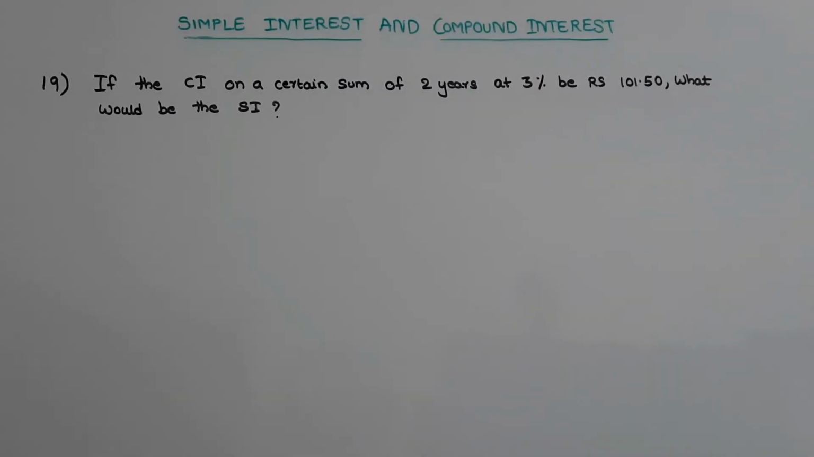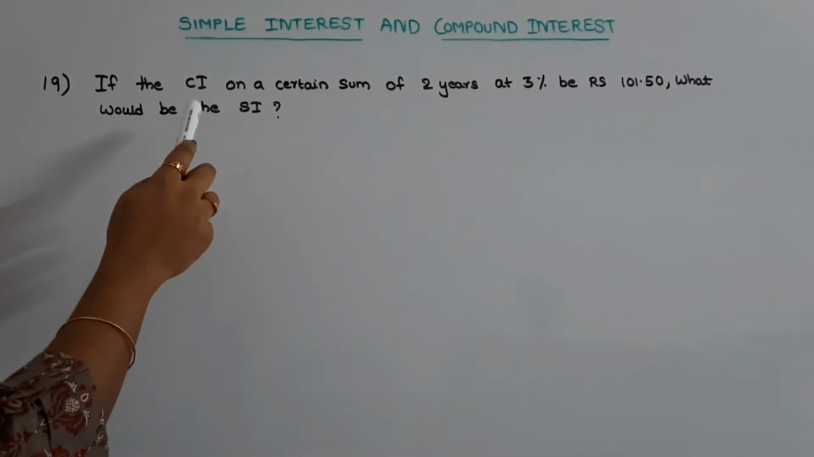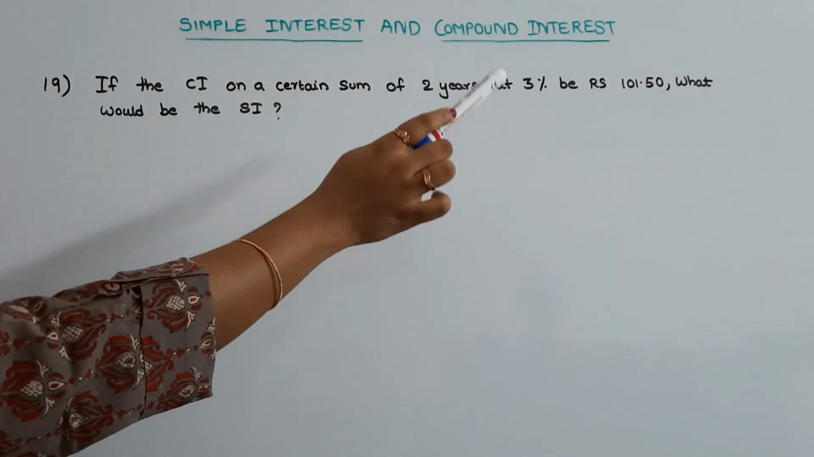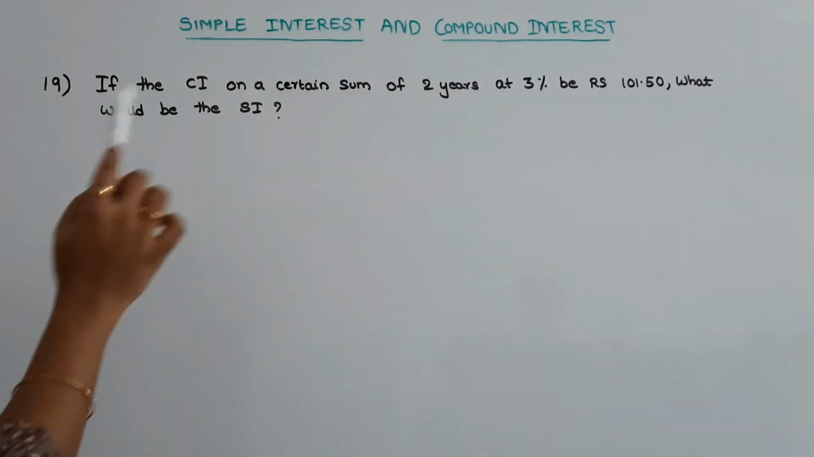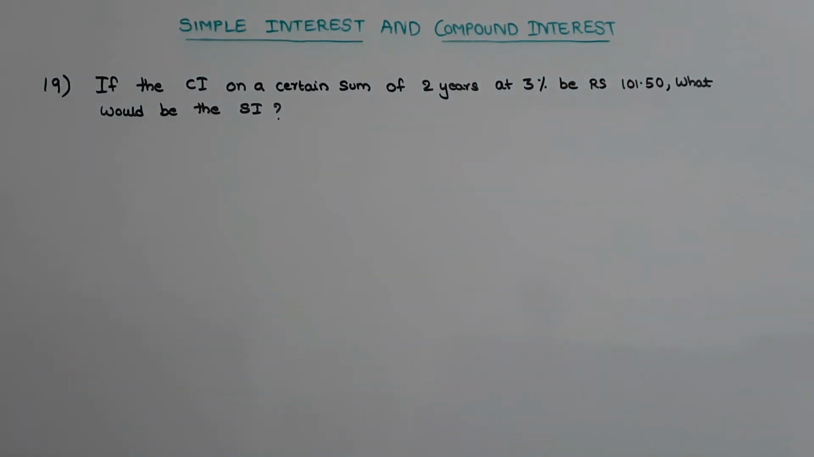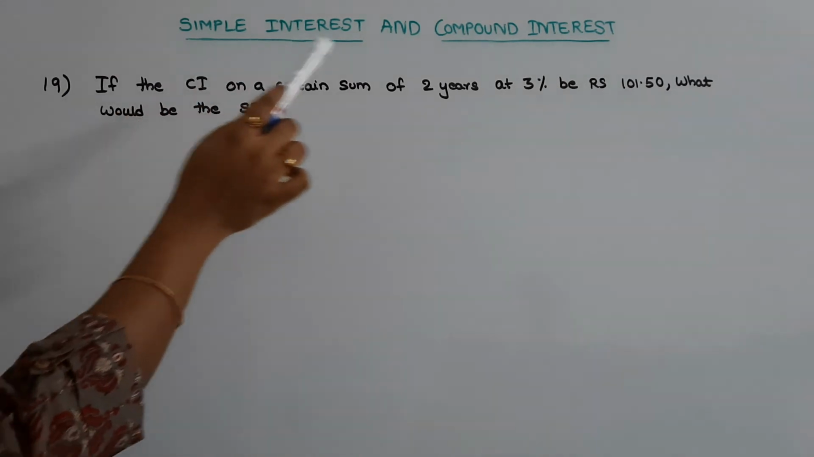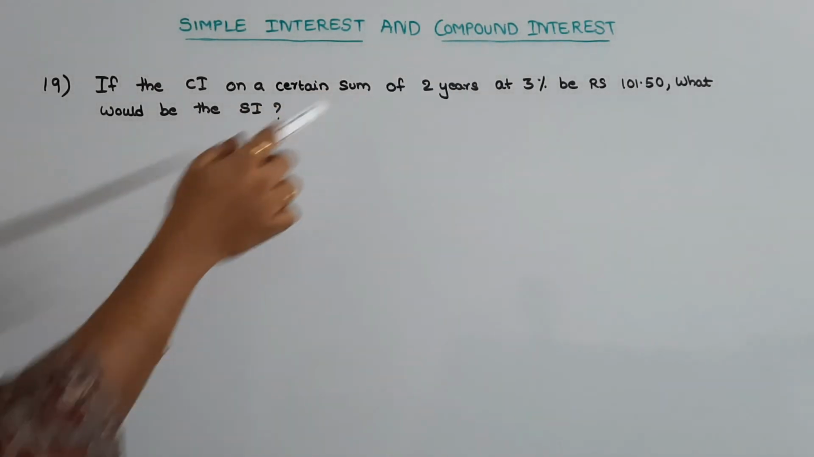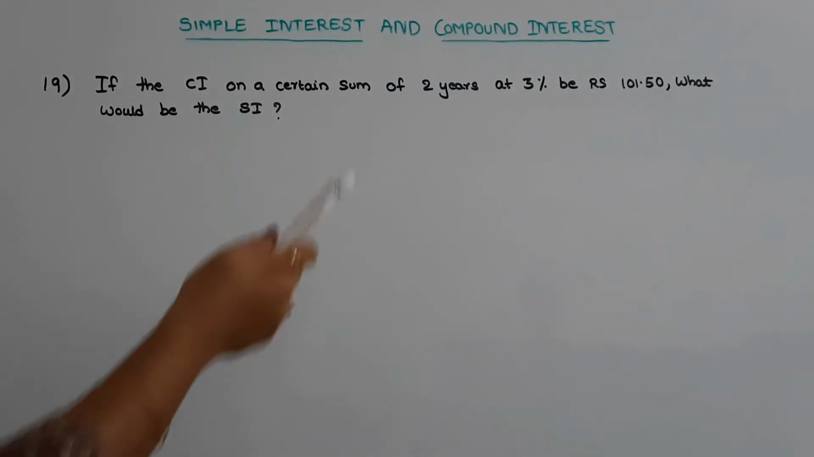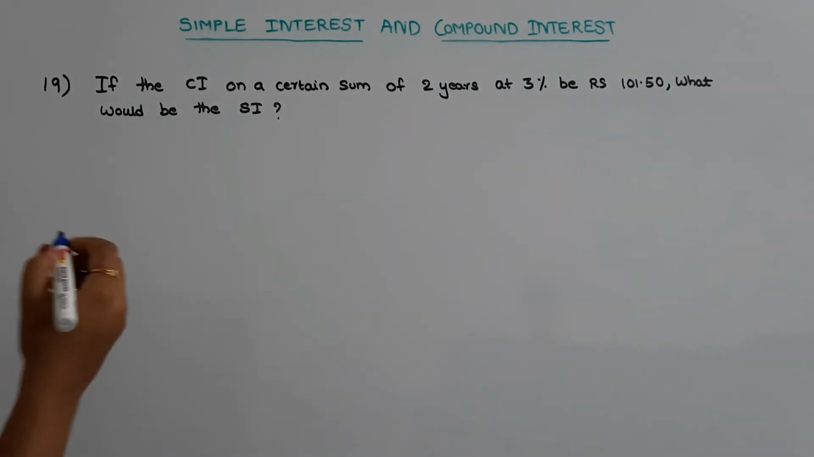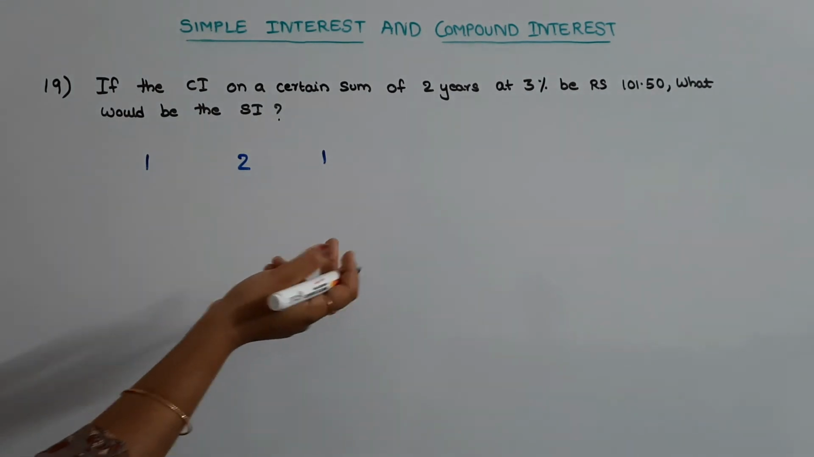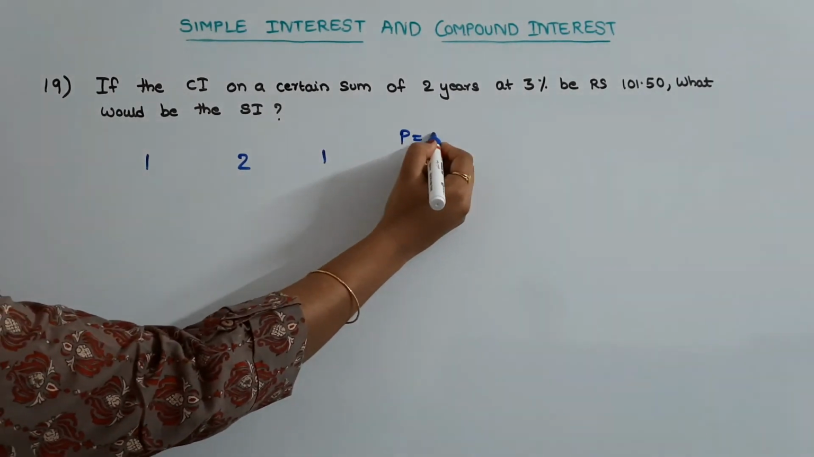The next question is, if the compound interest on a certain sum of 2 years at 3% be rupees 101.50, what would be the simple interest? This question is similar to the previous question. The only difference is that here compound interest is given and we need to find out the simple interest for the same period and same rate. Since 2 years is given, we need to write 1, 2, 1. And here also the principal is not given, so we need to assume the principal as 100.